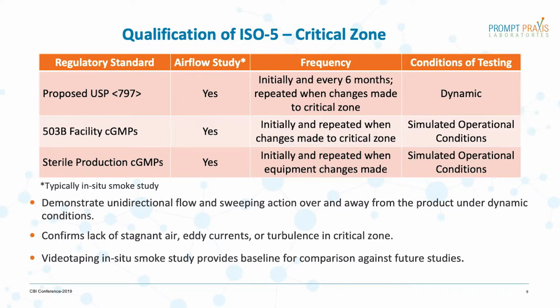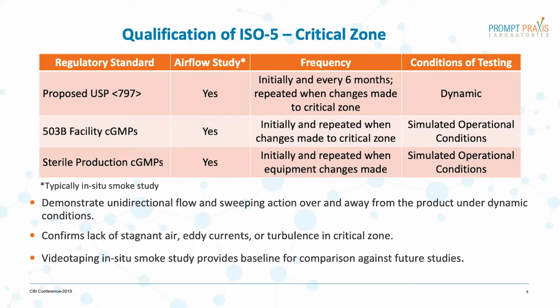So for the proposed USP 797, they're saying you need to qualify that room. You run an in situ smoke study initially and every 6 months thereafter, and repeat that when you make changes that are substantial to that area. And it's performed under dynamic conditions. 503B GMPs, it's initially repeated and redone when changes are made to the critical zone. And it's under simulated operational conditions.